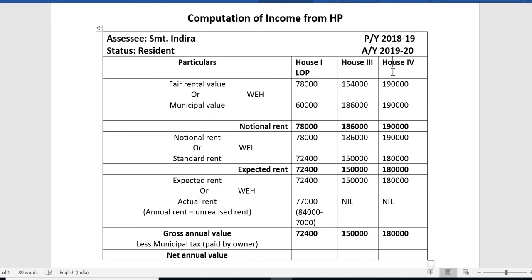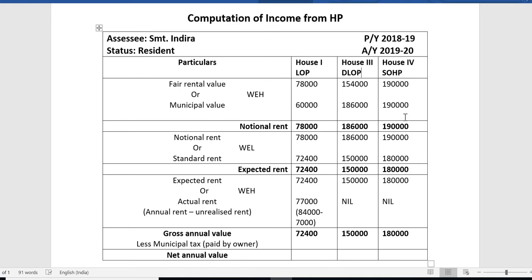House 4 is the self-occupied house property. House 3 is deemed to be let out property, and house 1 is let out property. Now you understood. So now come to this part.